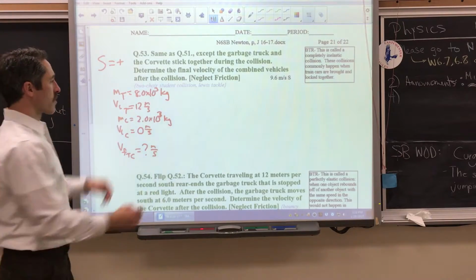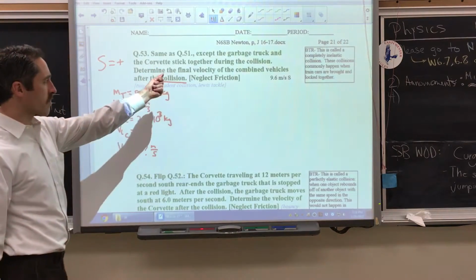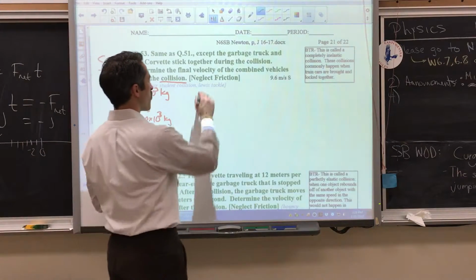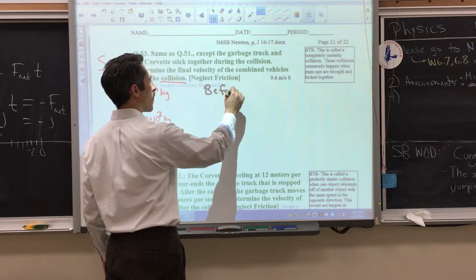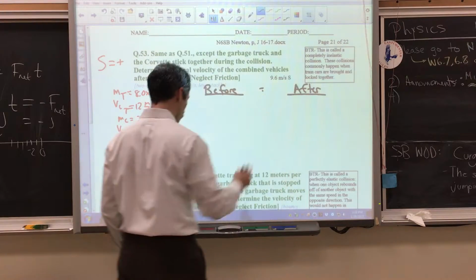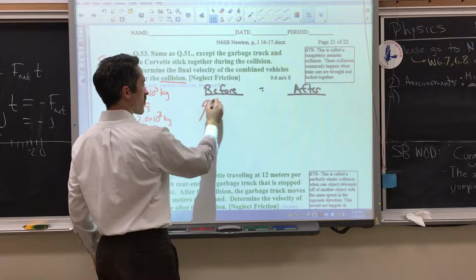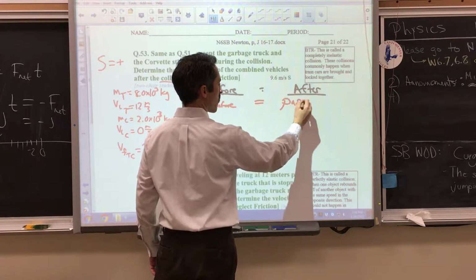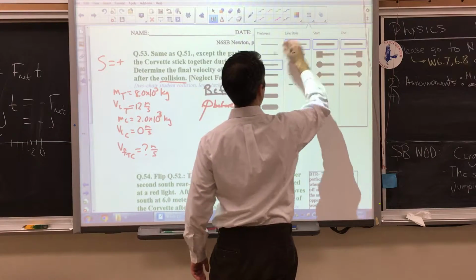Now, you see the word collision. You hear about cars combining. They give you masses and velocities. That's the giveaway. It's a P before equals P after. So before, after, you put the equals here, you don't put the equals here, it doesn't matter. Anyway, what does matter is that you're actually doing conservation of momentum. P before equals P after.